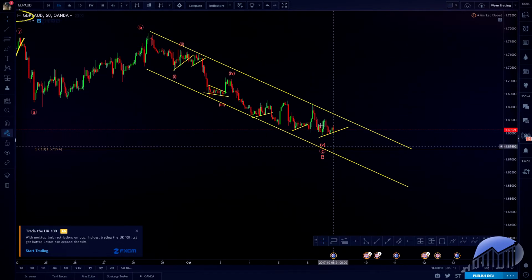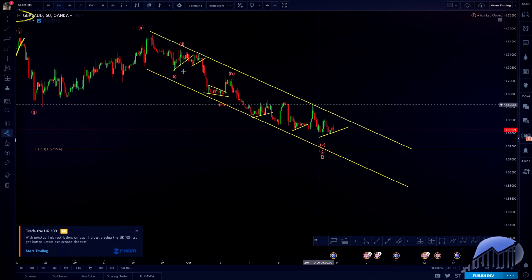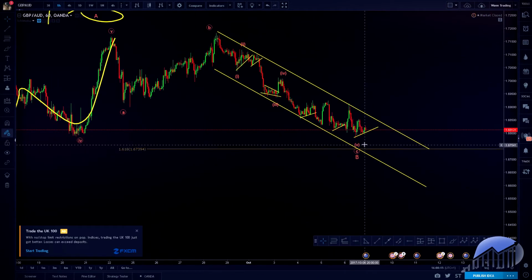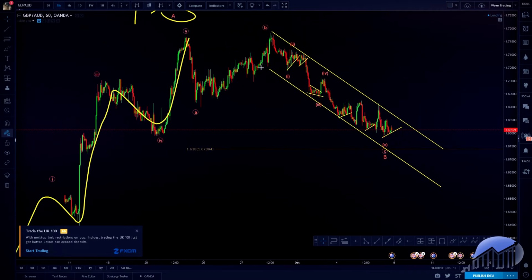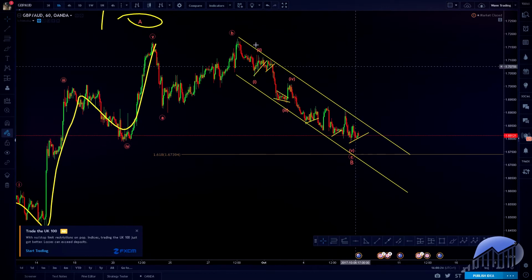However, there's always going to be 5 waves down after this 3, 3 correction, unless this is going to be a bigger triangle of some sort. However, this is the way I've counted it, and this is the way it's been working.